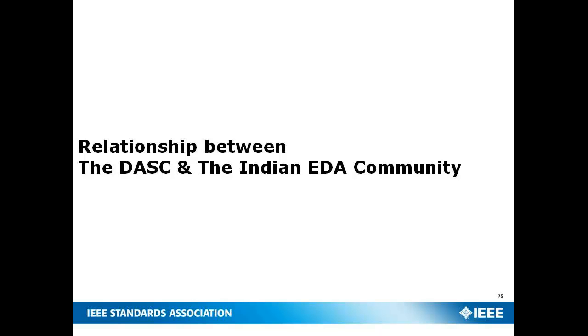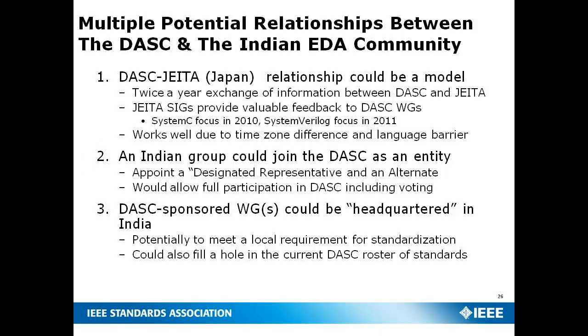webinar. One thing that occurred to me when I was first thinking about this is that we have a situation where the DASC and the Japan Electronic Industry Trade Association, otherwise known as JETA, have a very good relationship where twice a year, actually it's more than twice a year in practice, it's a minimum of twice, but typically about 4 times a year, we exchange information. So, for example, I was in Japan in January, I was in Japan in July, I will be in Japan in November, and each time I had a meeting between the DASC and JETA where we exchanged information as to where we were at. The JETA Special Interest Group, that's where SIG means here, provide lots of feedback.